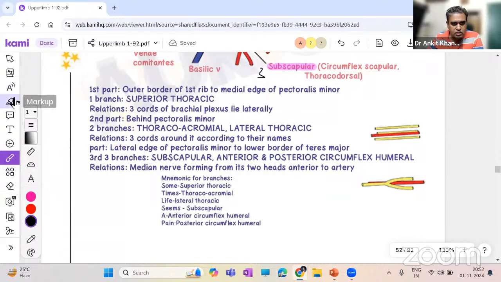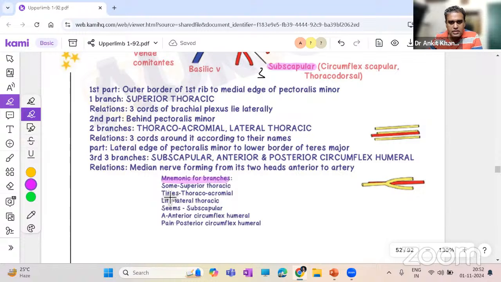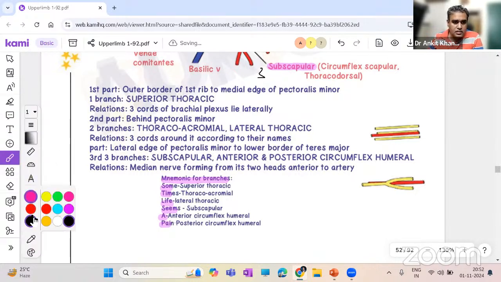Here is another mnemonic you can use. Mnemonic for all the branches: Sometimes life seems a pain. Yeah, I mean, that is the truth and that is how life goes. So no need to worry. Sometimes life seems a pain.